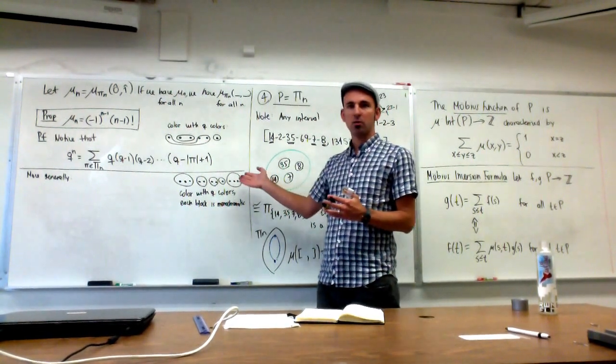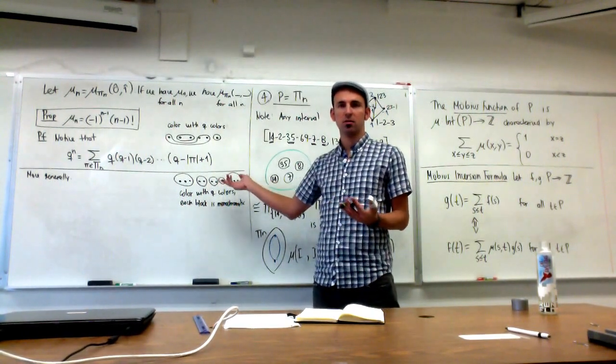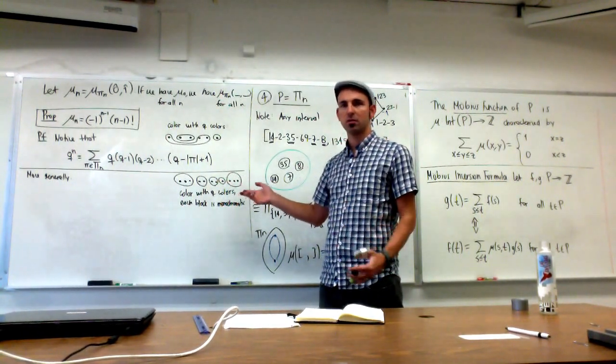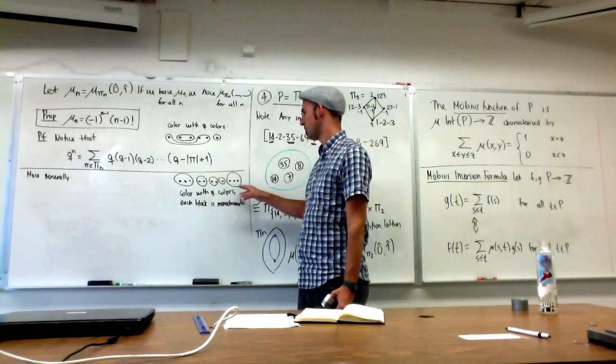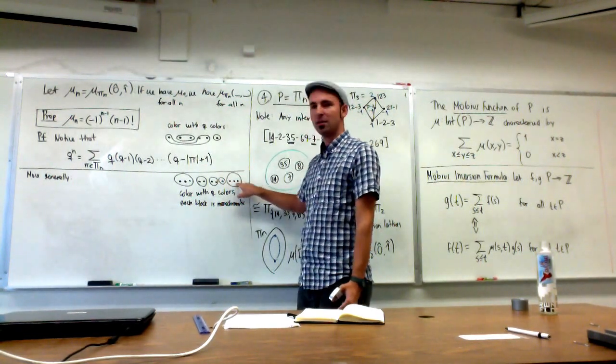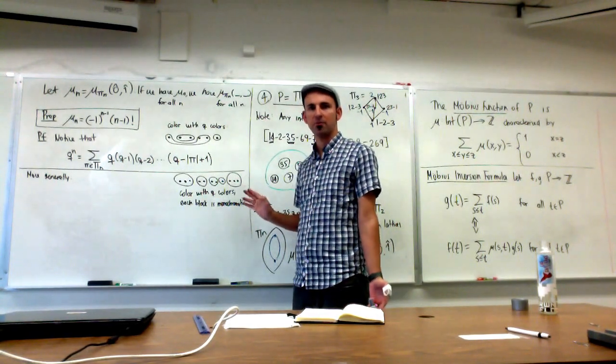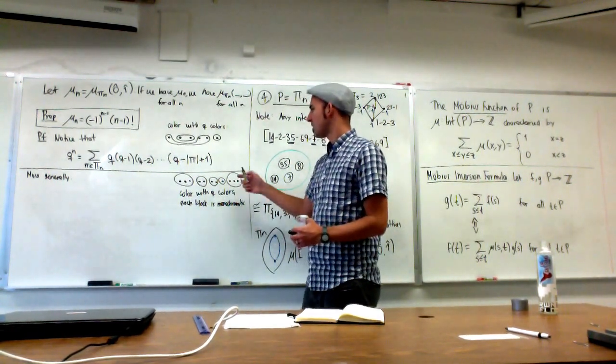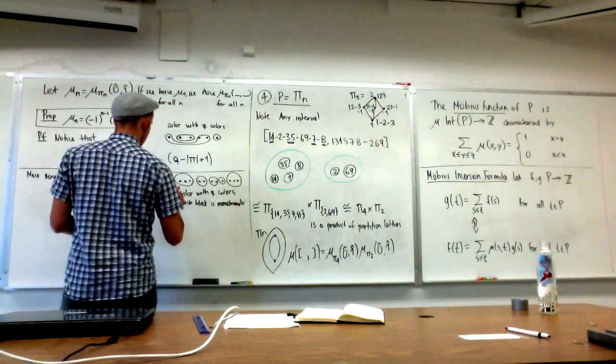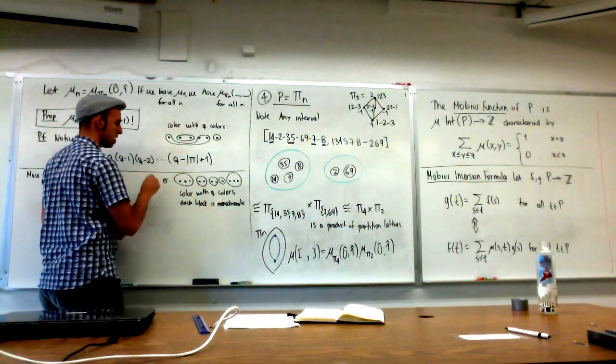But now the blocks might get the same colors. All I'm demanding is that these 3 have the same color, but maybe these 3 have the same color as these also. Doesn't matter. And let's say that this partition is sigma.